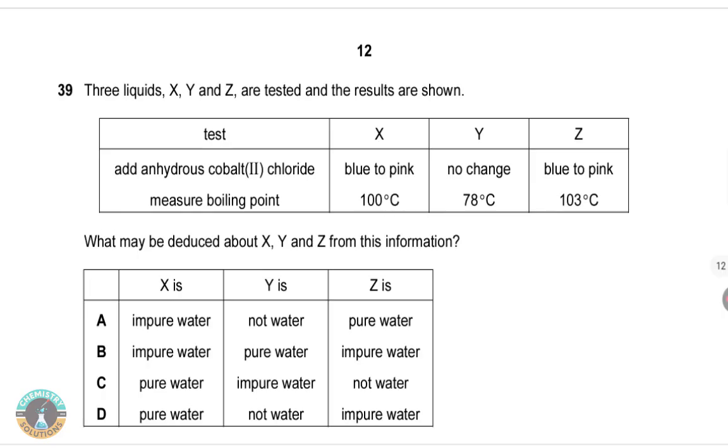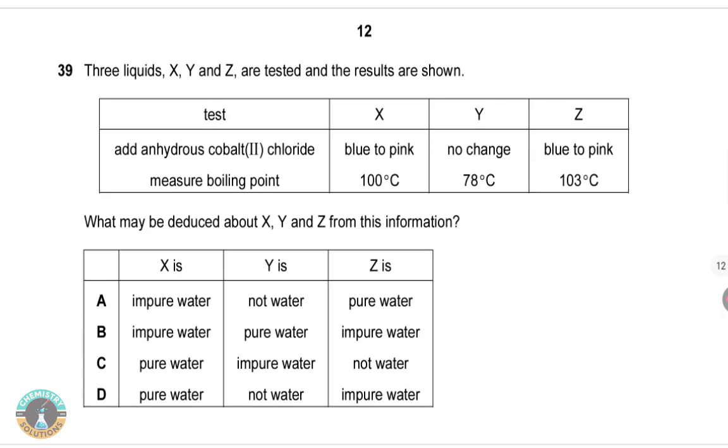Question number 39. Three liquids X, Y and Z are tested and the results are shown. Add anhydrous copper 2 chloride: X is blue to pink, Y no change, and Z blue to pink. Measure boiling point: 100 degrees centigrade, 78 degrees centigrade and 103 degrees centigrade. What may be deduced about X, Y and Z from this information?